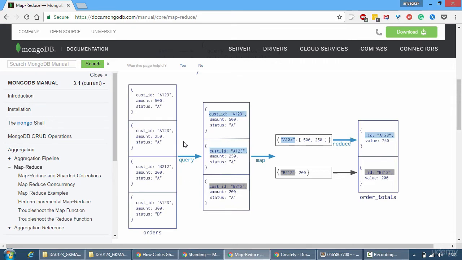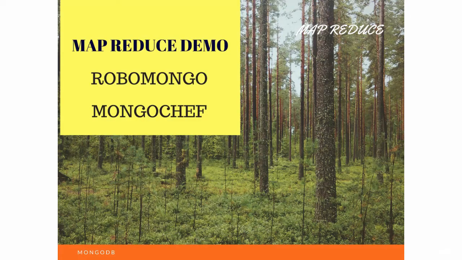Let me recollect again. We'll be applying the query first to get a set of input documents for the map stage. The map stage will be acting on the individual document to give key value pairs. If there are multiple values, then the reduce operation will be reducing them. So finally, we'll be getting condensed aggregated data. We'll be using RoboMongo to demonstrate MapReduce, then we'll be using MongoChef in our upcoming demo.